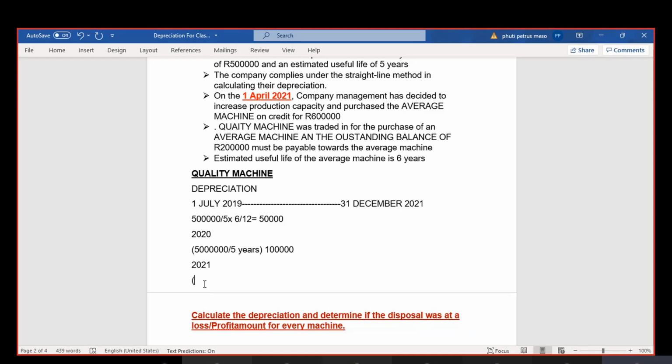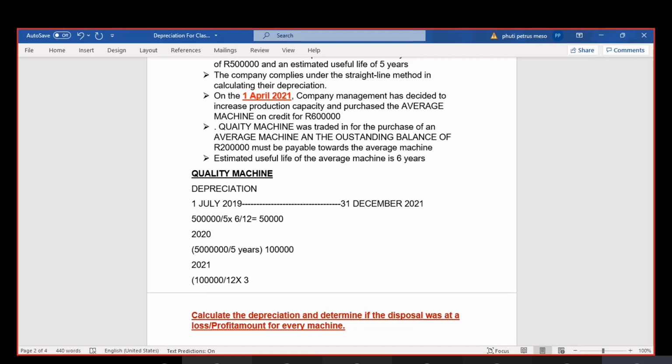There you are. Right. So January, February, March were the 3 months that it was depreciated for the 2021 year. So 100,000 divided by 12 multiplied by 3. Yes. And it gave you 25,000.